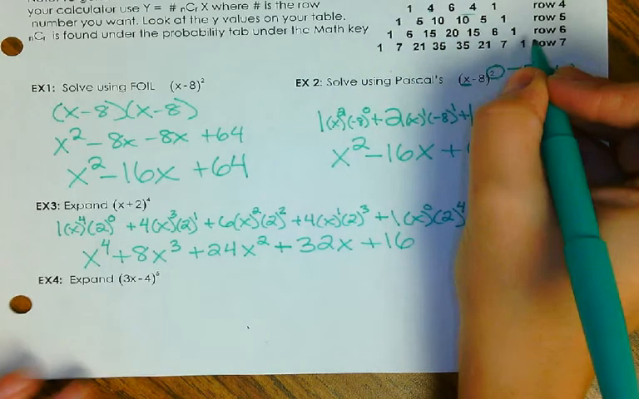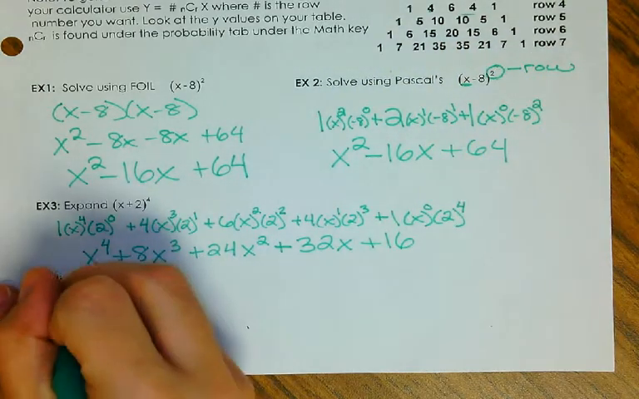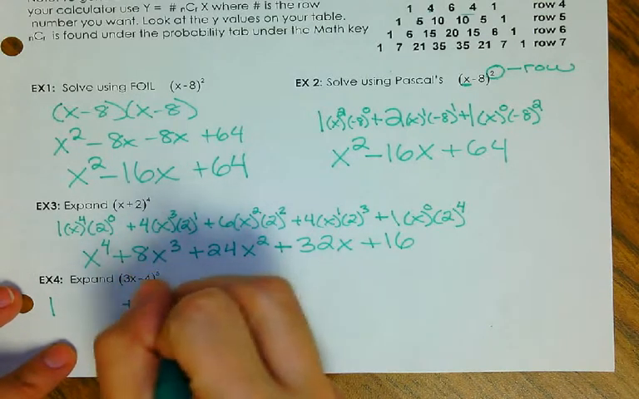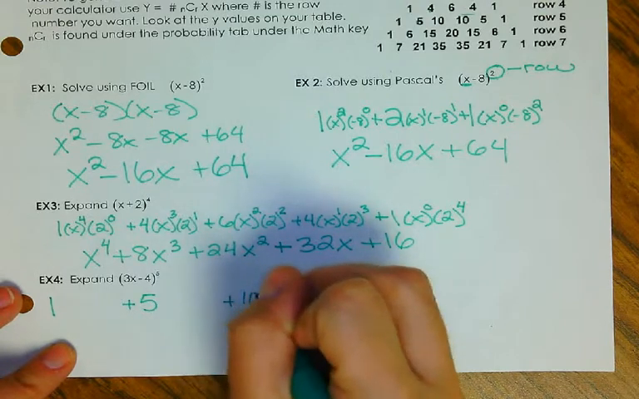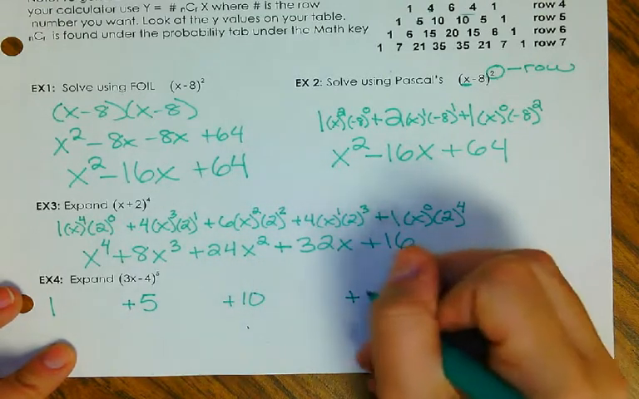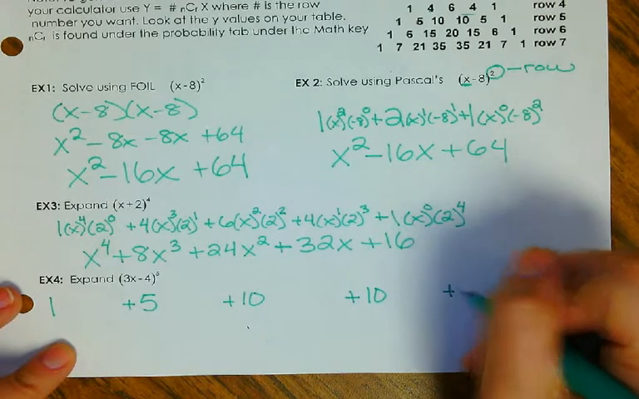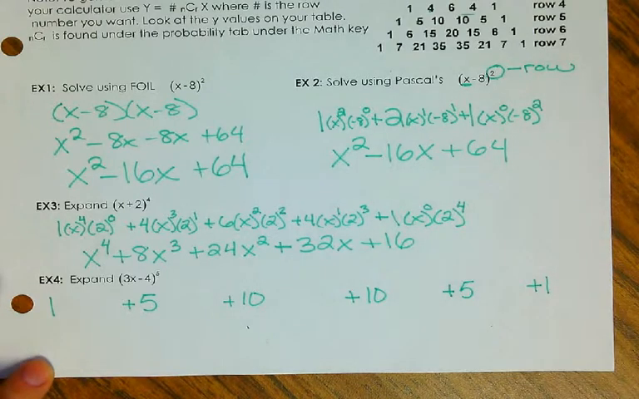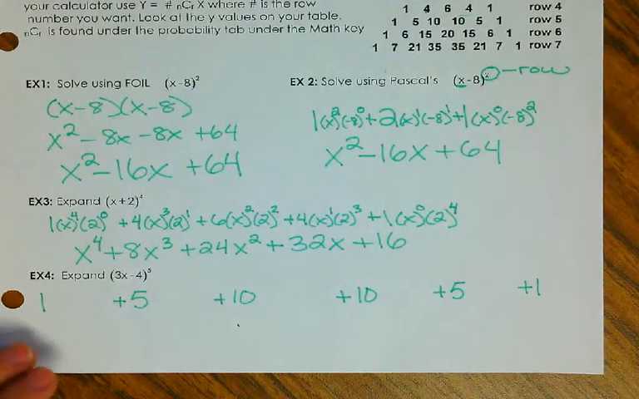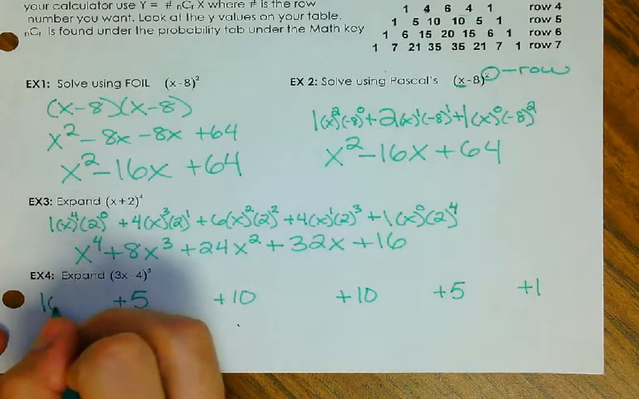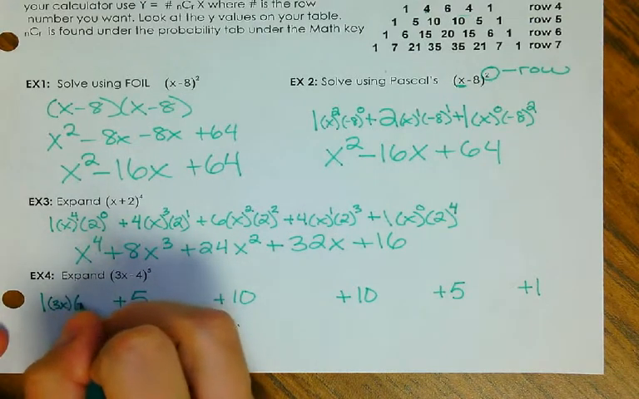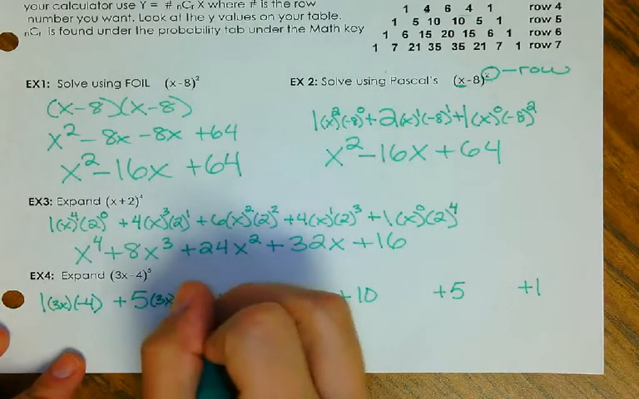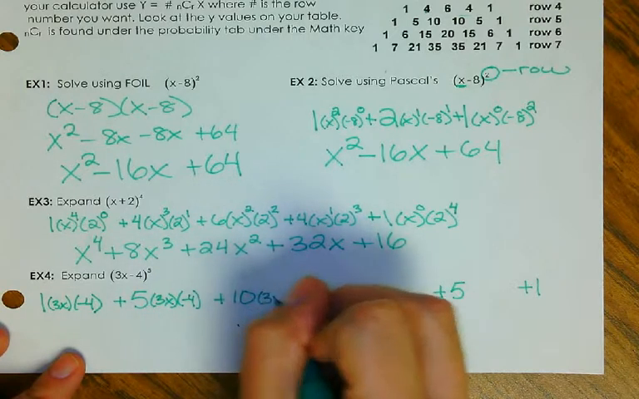Okay, so you're looking at row 5. So I leave myself some spaces there. So I start with a 1, leave yourself some space. Plus, row 5 then has a 5, space, plus 10, space, plus another 10, space, plus 5, space, plus 1, space. All right, now you're going to write each thing in parentheses. So it's a 3x in parentheses next to a negative 4. Write that next to each one of those terms from Pascal's.